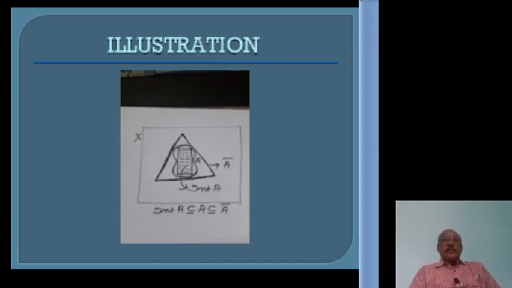For example, consider this topological space X. Here X is a topological space, and A is a subset. Interior of A is the largest open set contained in A. So interior of A is always contained in A. And A closure is the smallest closed set containing A. So here the triangle is the closure of the set A. So A bar is a superset of A. So interior of A is contained in A, which is contained in A closure. So A lies between the interior of A and the closure of the set.